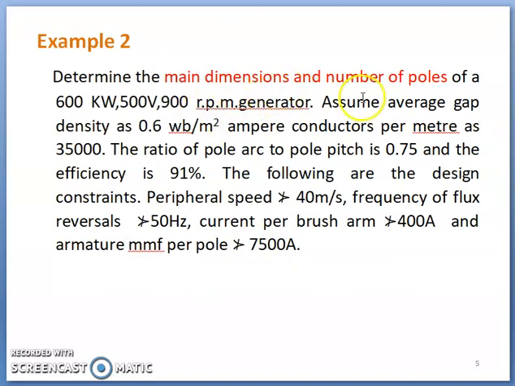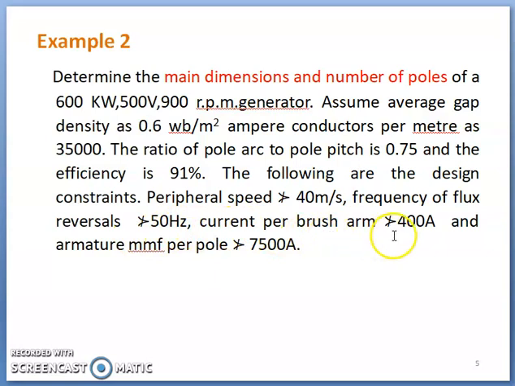Okay. Let us discuss one more example. Determine the main dimensions and number of poles of a 600 kilowatt 500 volt 900 rpm generator. Assume average gap density as 0.6 Weber per meter square, ampere conductors per meter as 35,000. The ratio of pole arc to pole pitch is 0.75 and the efficiency is 91%. The following are the design constraints. Peripheral speed should not exceed 40 meter per second. Frequency of flux reversal must be less than 50 Hz.